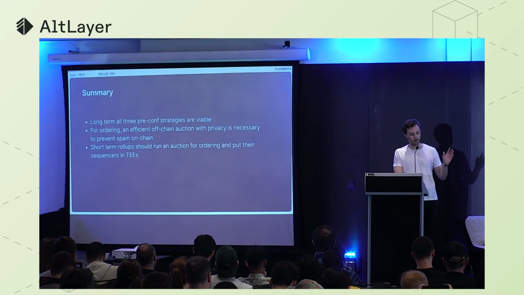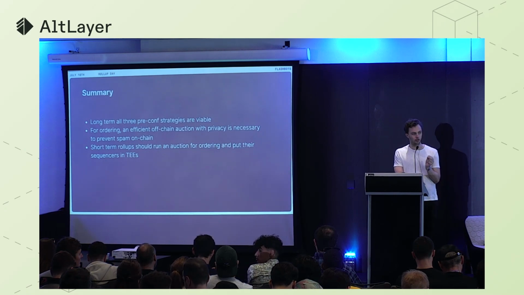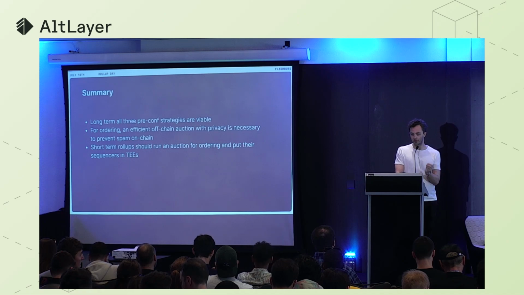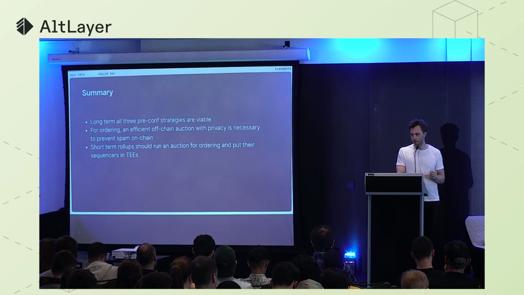And so in summary, we think that all three pre-conf and proposing strategies are viable. It depends on what your goals are in the long run. But for ordering, you specifically want an off-chain auction that is efficient, because if you don't have this off-chain auction, you're going to have on-chain auctions and spam instead. That's going to clog up your block space. And in the short term, we prescribe that off-chain auction for ordering and putting sequencers in TEEs.